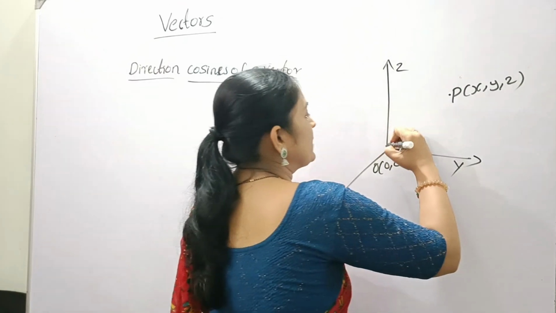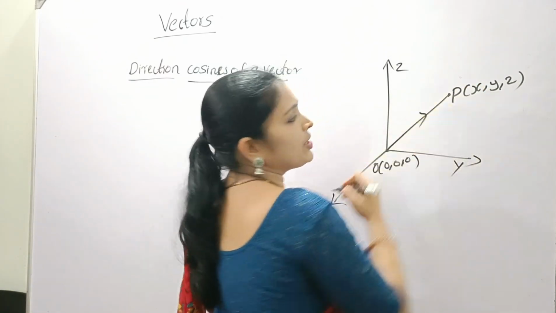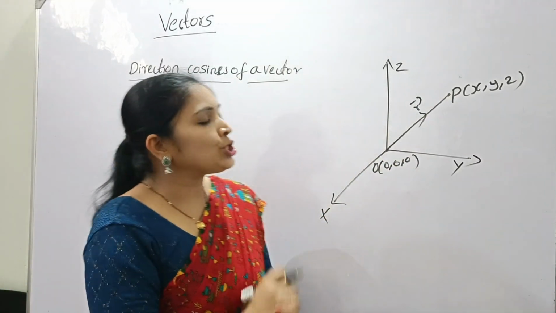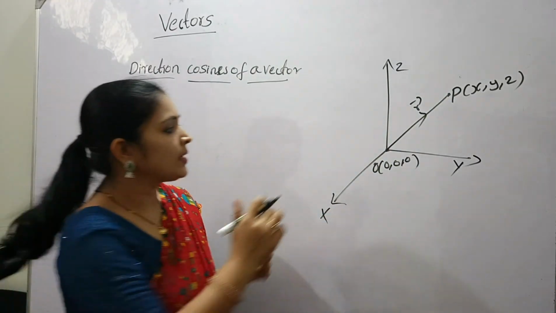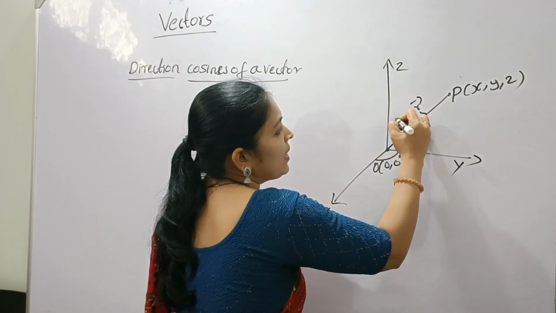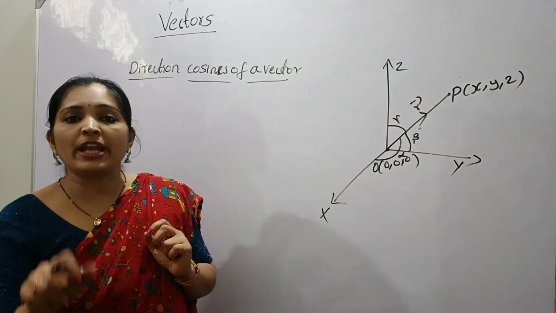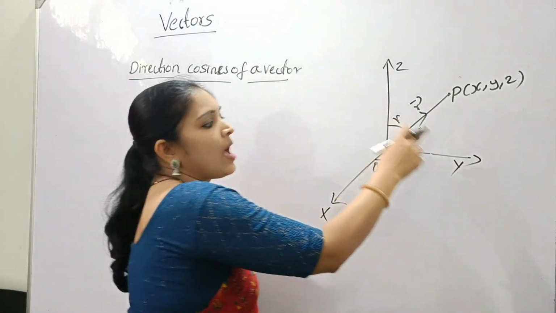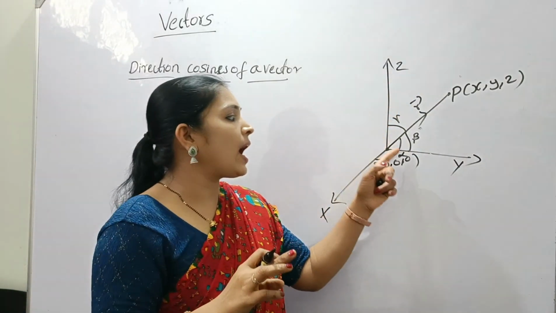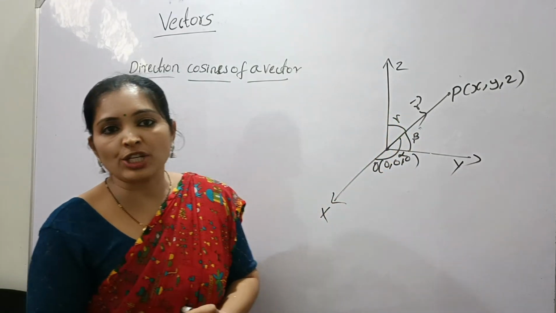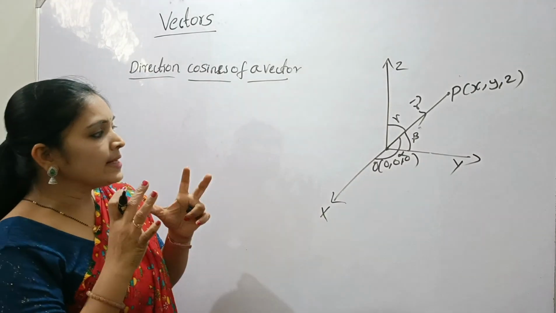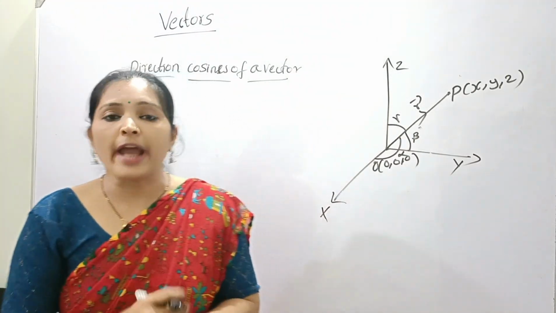Here we know that this vector is the position vector R. This position vector makes three angles, alpha, beta, gamma, with the positive direction of the x-axis, y-axis and z-axis. These angles are called direction angles.